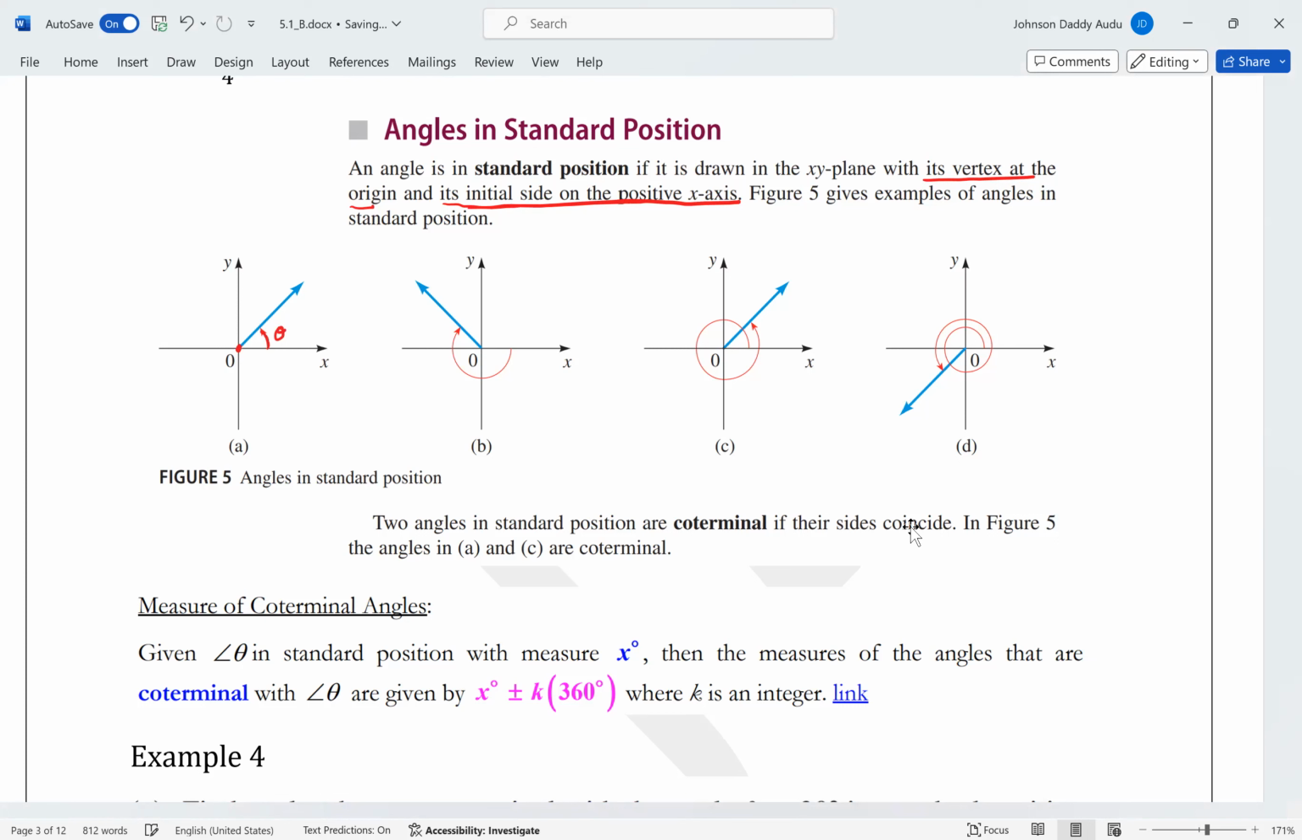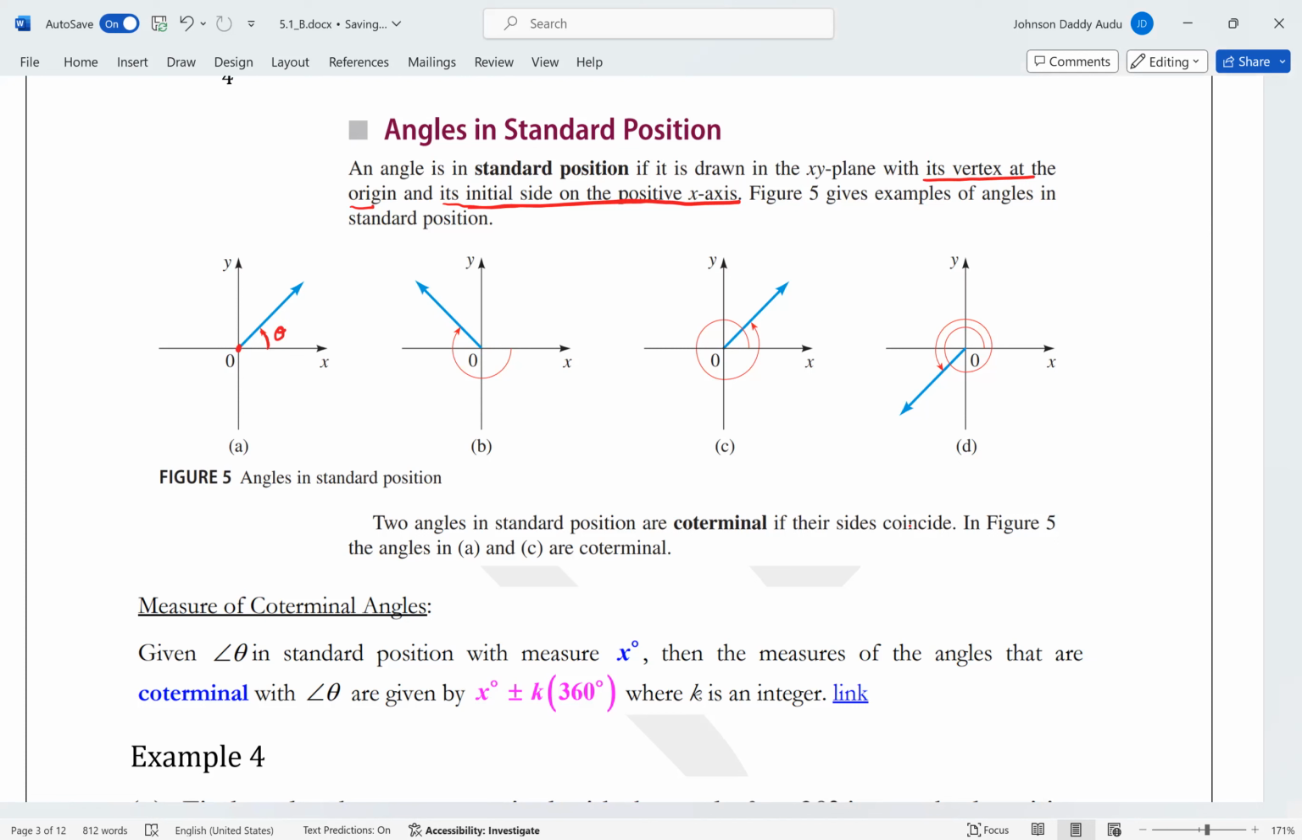Also in B, you see the initial side here is the positive x-axis. So we go from here until we get to the blue line, which is the terminal side. So this is also in standard position. And you can see the vertex here is 0, 0, the origin, because the initial side and the terminal side all meet at the vertex, right? So this is also in standard position, as well as this one.